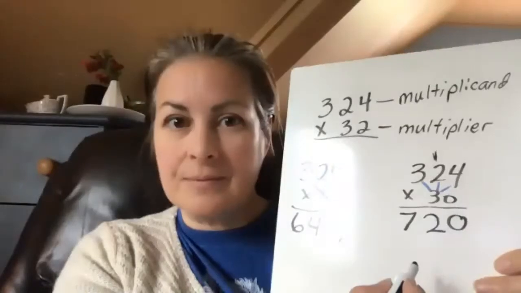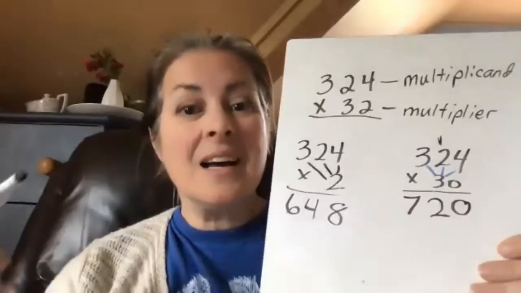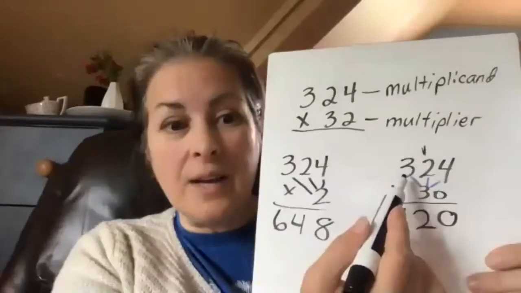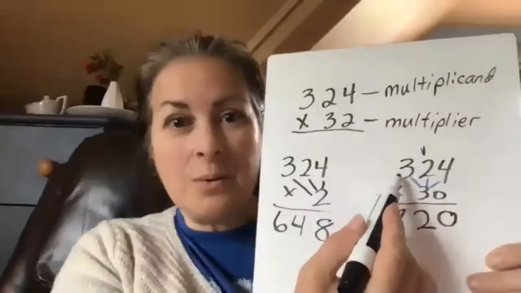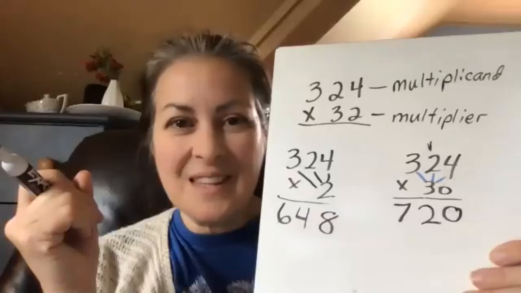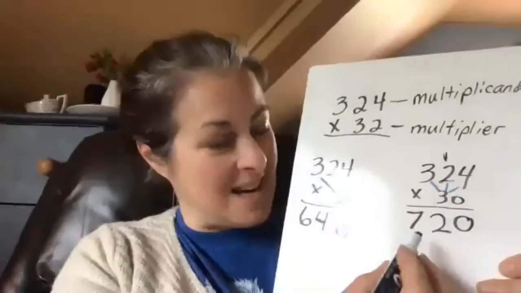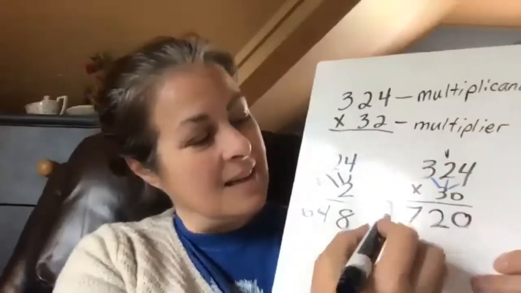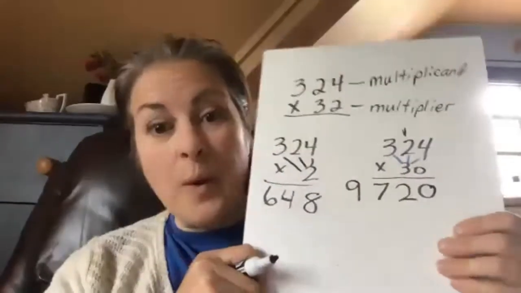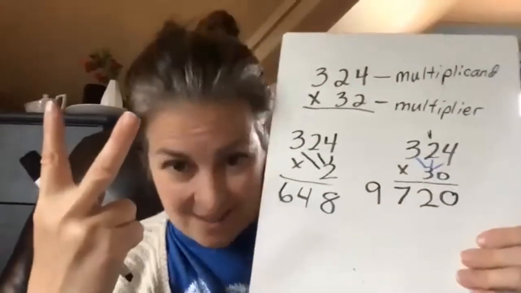720. But what else do I still have to do? 3 times 3. Yeah, you can't leave this 300 hanging out there in the wind. It's 300 times 30, right? It's 9,720. Because 3 times 3 is 9. Aha. Okay, we have our two partial products.